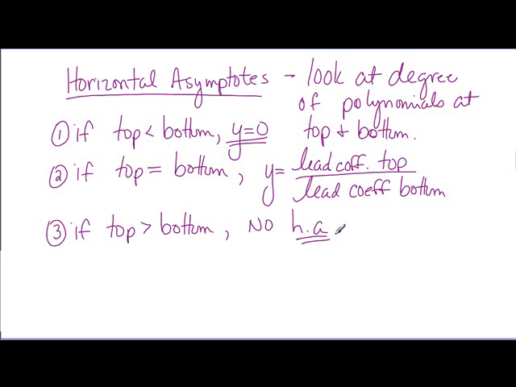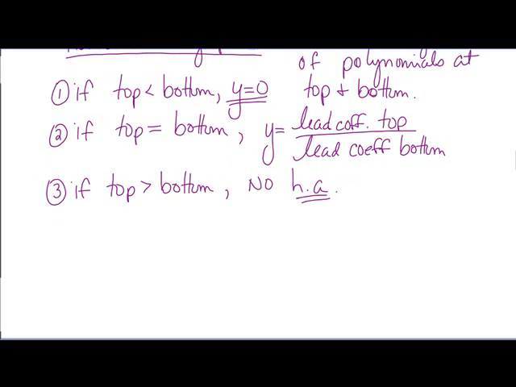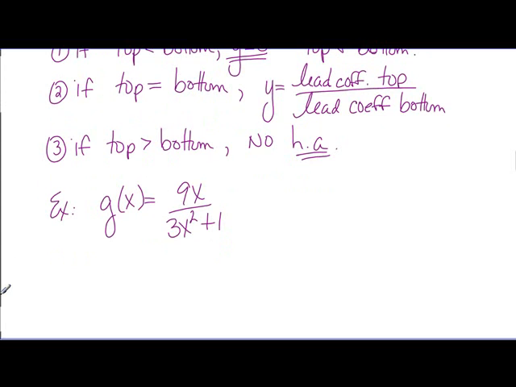So, examples where we're looking for horizontal asymptotes. Suppose I've got a function g of x, 9x over 3x squared plus 1. The degree of the top function is 1, the degree of the bottom function is 2. Since the bottom has a greater degree than the top, y equals 0 is our horizontal asymptote.